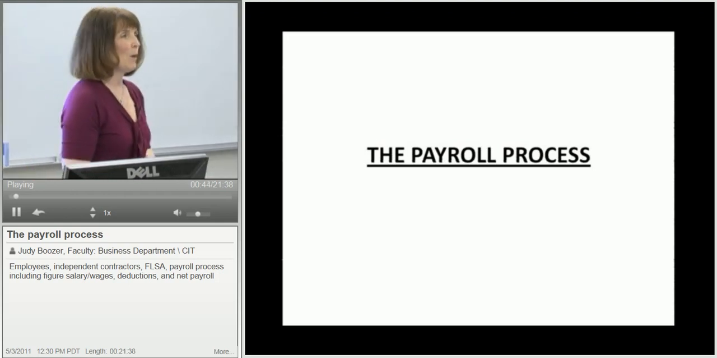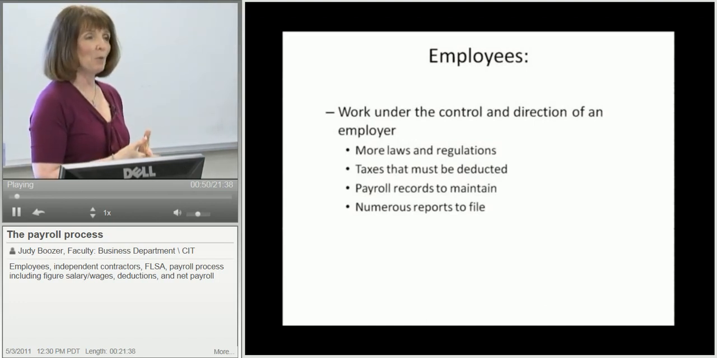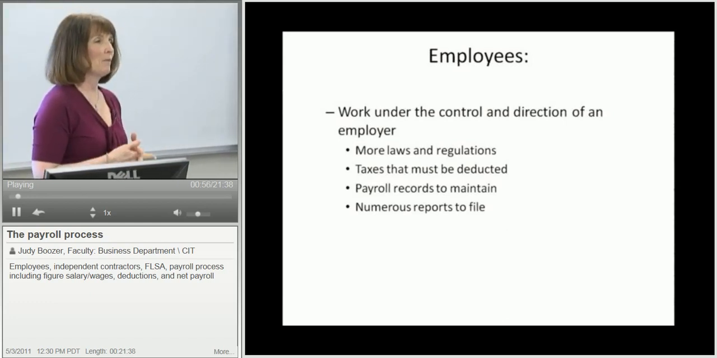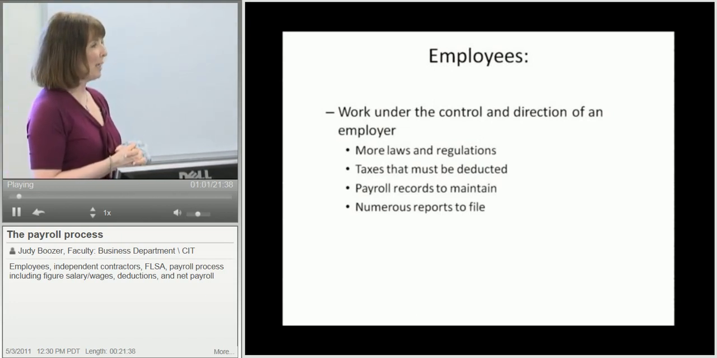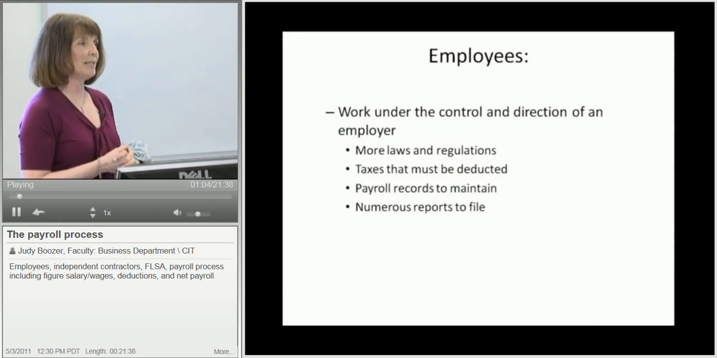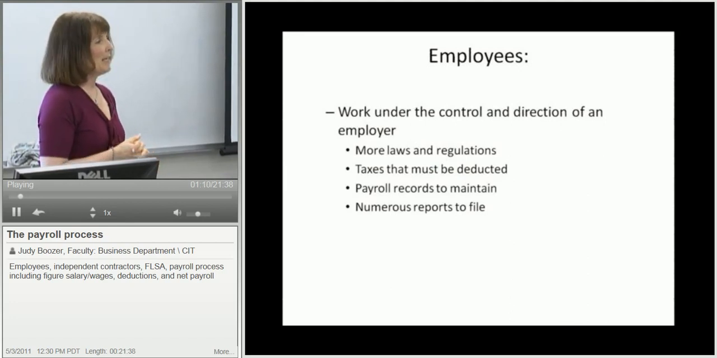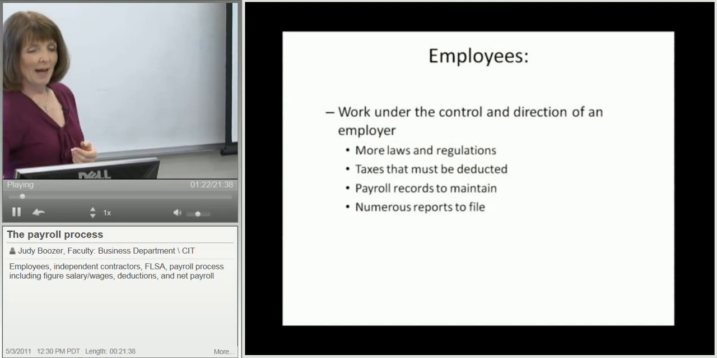So, first of all, we have someone called employees who work under the supervision of someone for your business, and they are paid for the work that they provide for that business. Now, requirements for employees: they must fill out something called a W-4. What is a W-4? Right, it indicates their marital status, Social Security number, address, etc. It also includes the exemptions that they're going to claim. This is required for all employees.